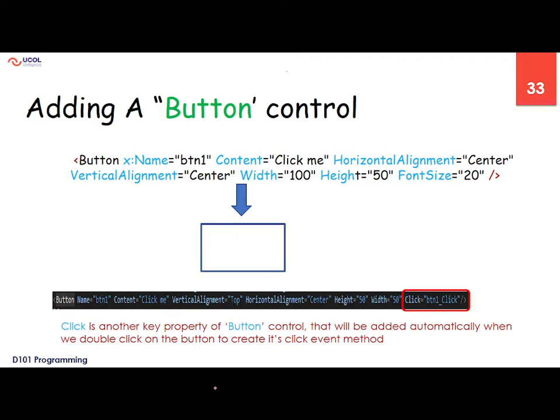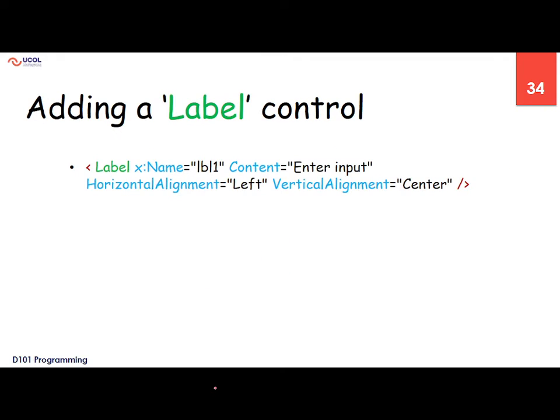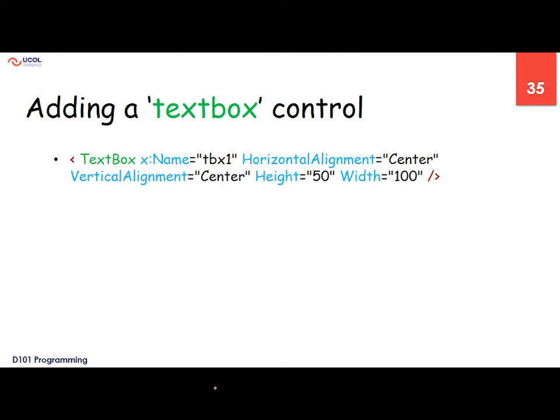Font size means the size of that specific font. Click is another key property of the button control that will be added automatically when we double click on the button to create its click event method. So when we double click on the GUI, it automatically creates that specific button click event. Okay. Again, label shows some text on the screen, a small amount of text. Okay. Some information that you want to show to the user.